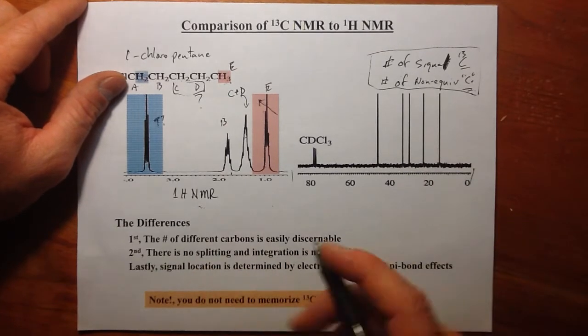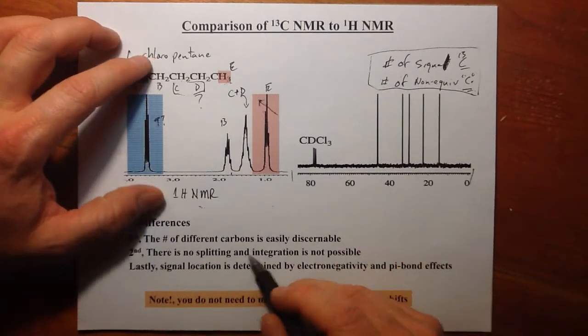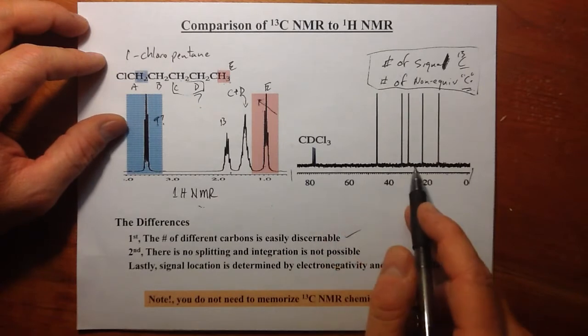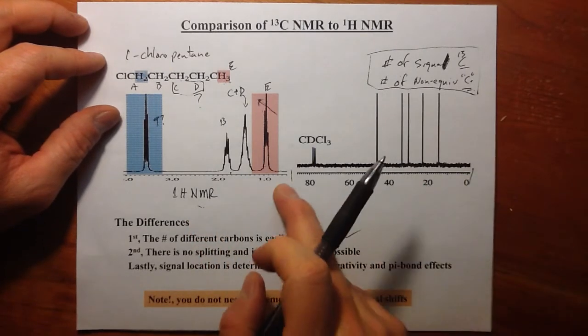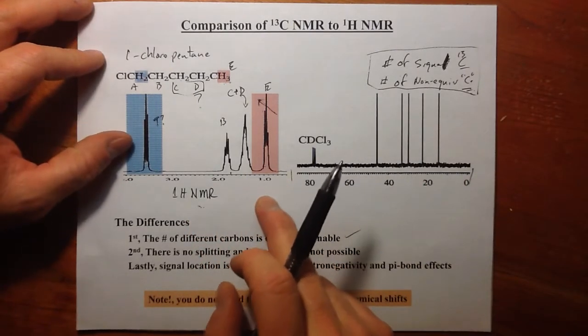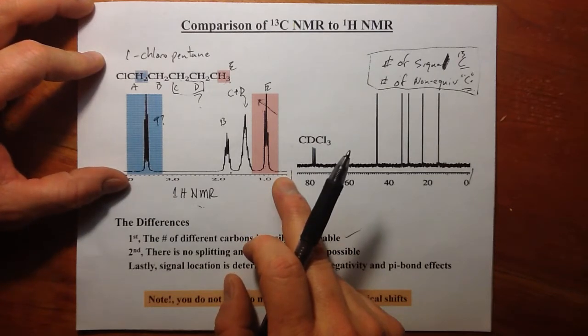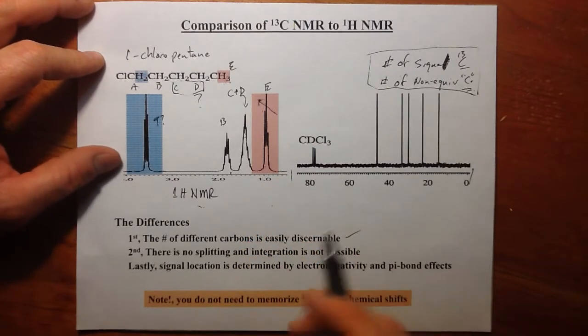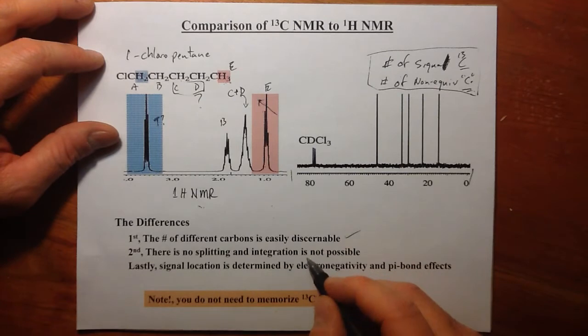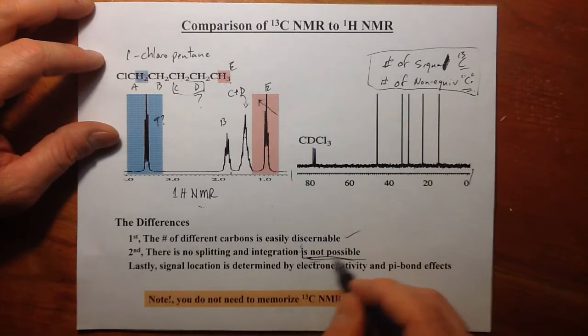So let's summarize the differences. The number of different carbons is easily discernible. I made the argument for that: 0 to 120 ppm, versus 0 to 10 ppm for proton NMR. There's no splitting and integration. Well, it's possible, but it's just usually not done.